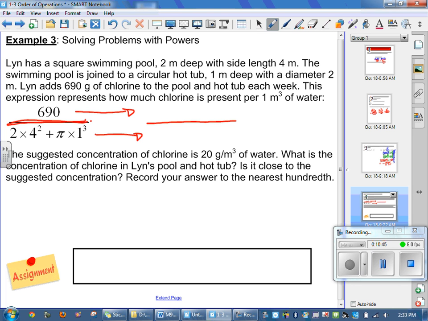So now we're going to take a look at the bottom. We have to do exponents first because there's no brackets. So this guy makes 16. So I have, oh, I did it again. I have 2 times 16. And then over here I have to do the multiplying.